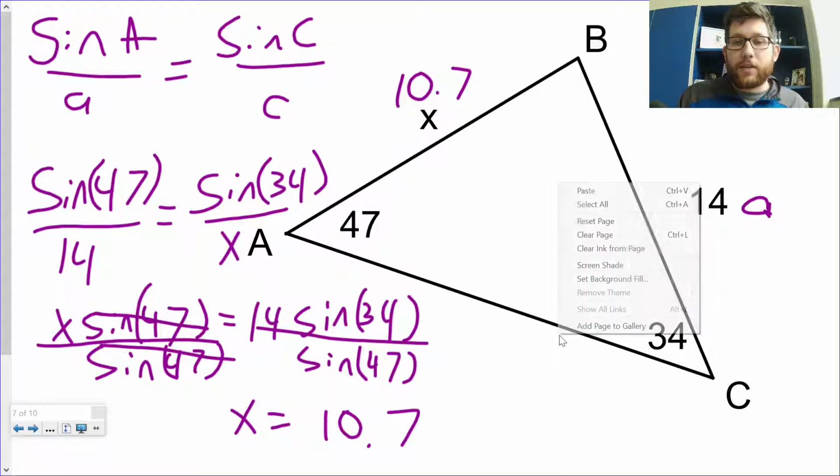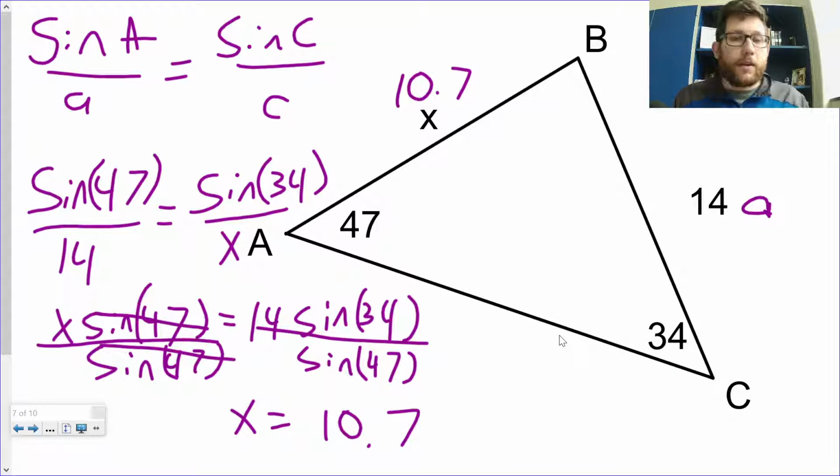Now, one thing to check here, you can do this with SOHCAHTOA or law of sines, law of cosines. You can always check your answers using triangle inequalities, right? 34 is a smaller angle than 47. So the side opposite 47 should be bigger than the side opposite 34. Now, it's not a lockdown proof that this is the right answer, but you can at least check to see if your answers are making sense. So 10.7. Smaller than 14, but it's not tiny like 0.1 or 0.2 or something where it's clear that we made a mistake.